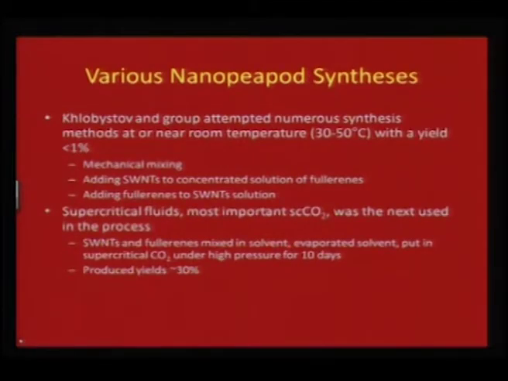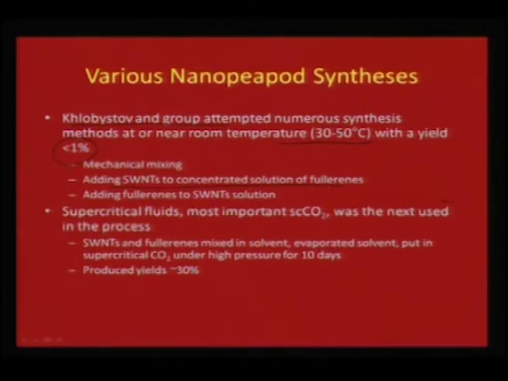So, here is another example where a Russian group attempted it at room temperature. The only thing is, the yield is less than 1%. Adding single wall carbon nanotubes to a saturated solution of fullerene has been attempted, and vice versa, taking fullerene into a saturated solution of single wall nanotubes has been attempted.